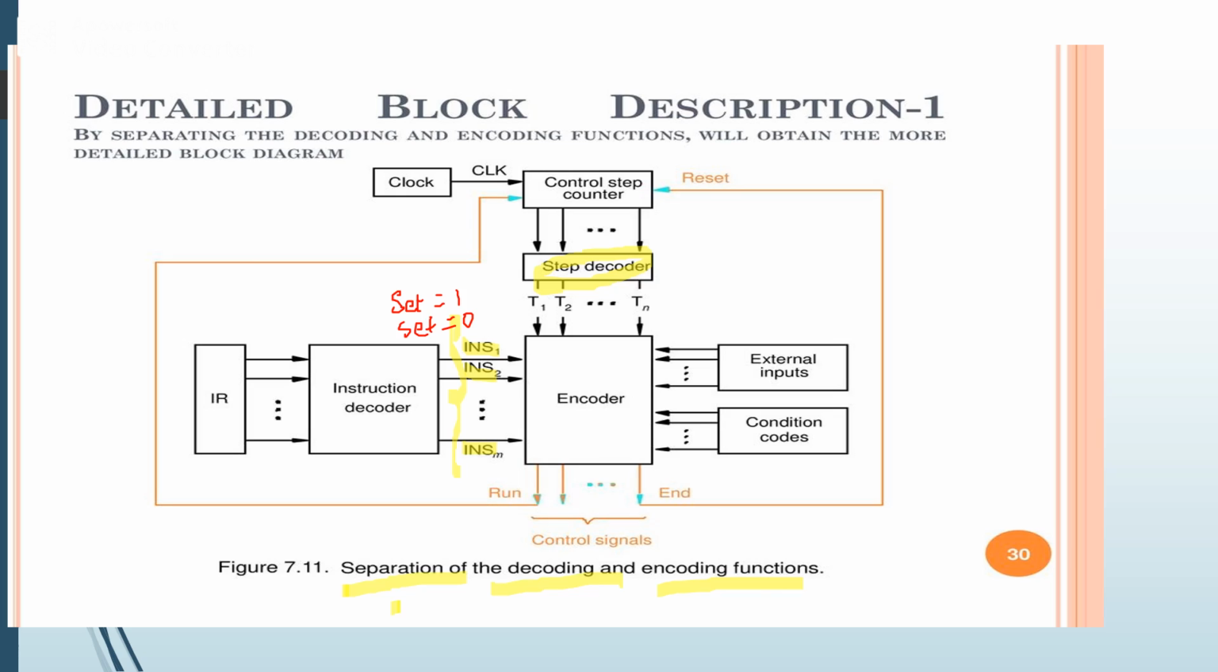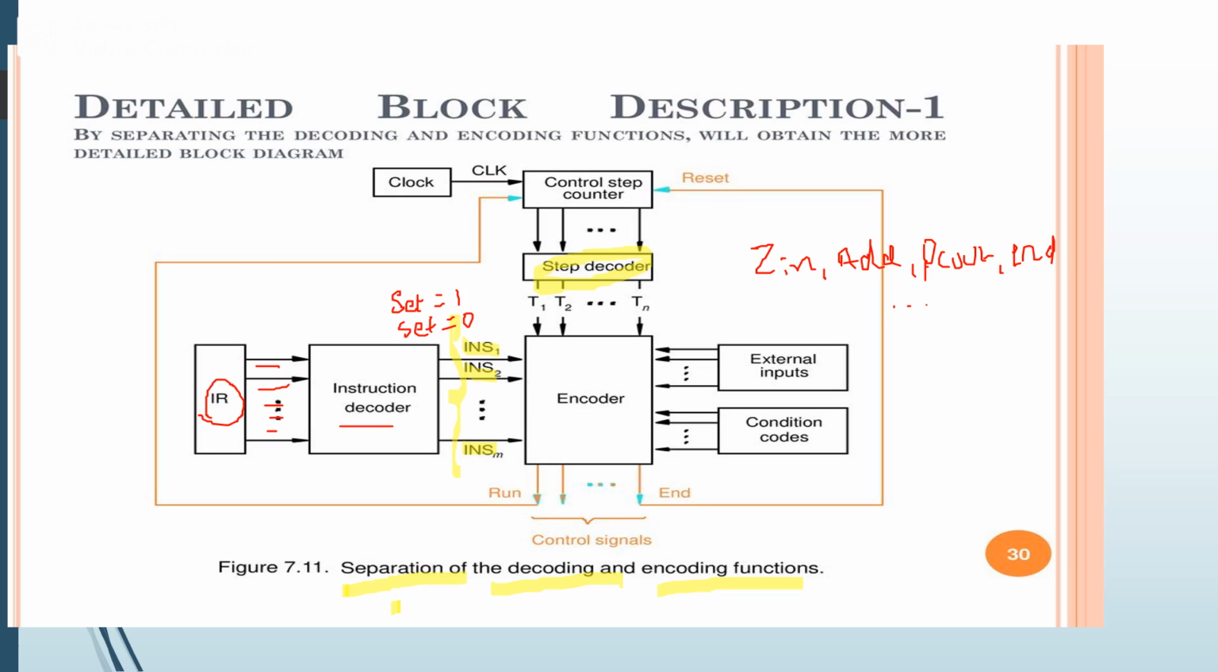The input signals to the encoder block are combined to generate individual control signals. We can consider different control signals like Zin, Add, PC out, End, and so on. So in the diagram we can observe the instruction register, which gives multiple inputs into the instruction decoder.